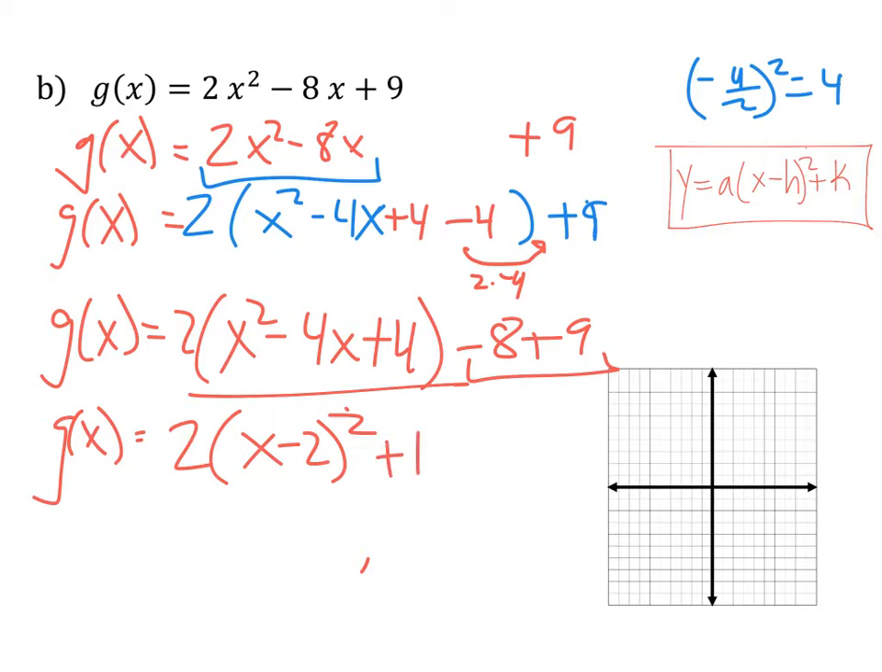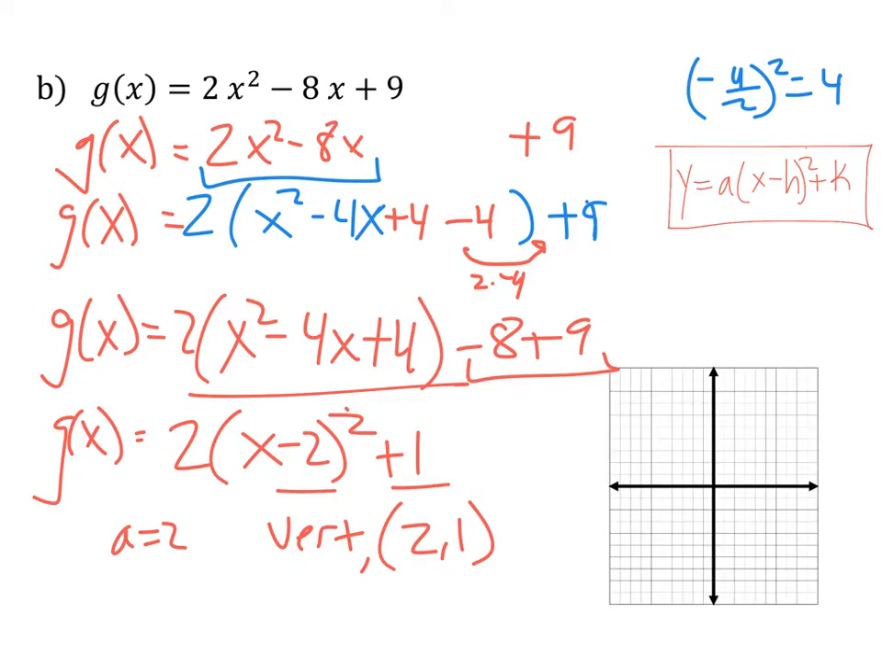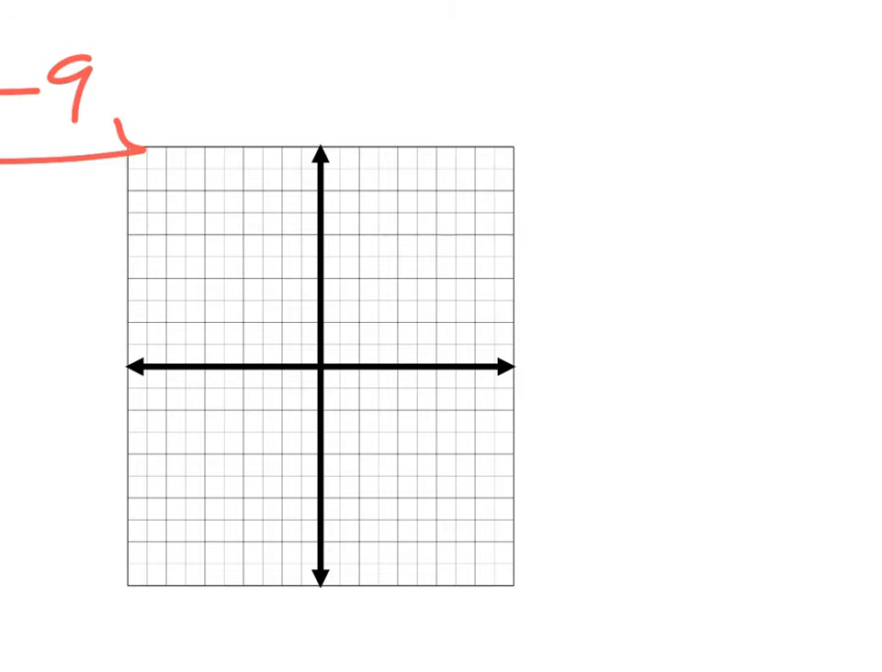So now we have an a value of 2, so it's going to be a little steeper. And our vertex comes from these numbers right here. Our vertex is going to be 2, 1. Okay? And that's what we need to graph. Let's go ahead and graph it here. So we've got a vertex at 2, 1.